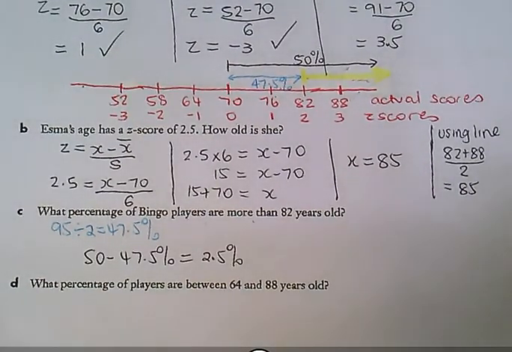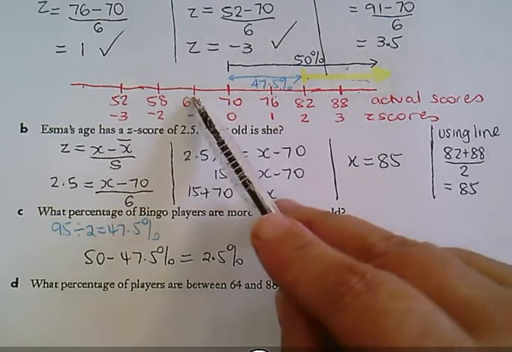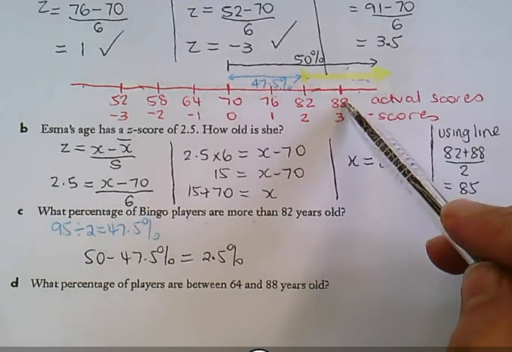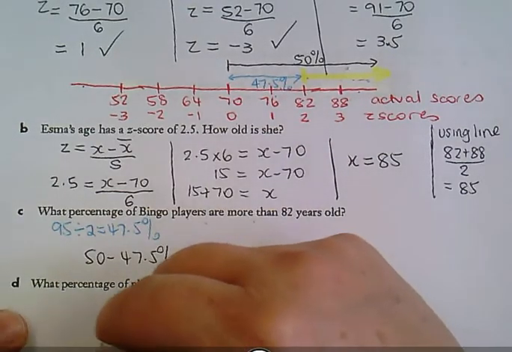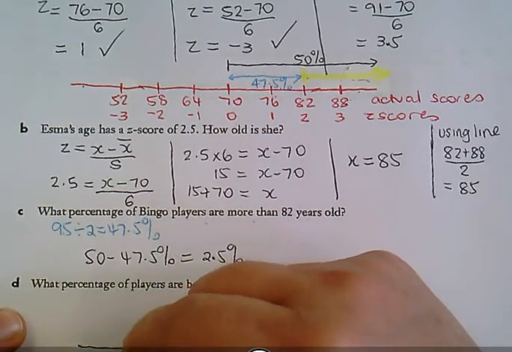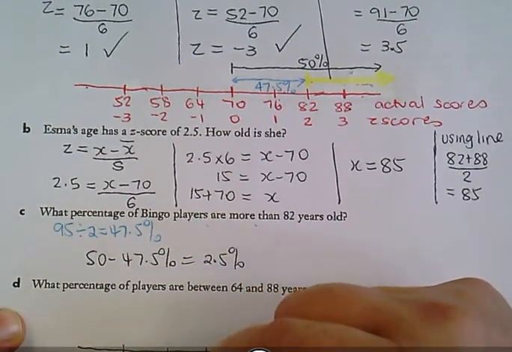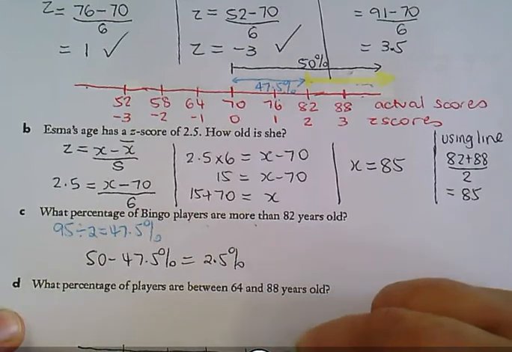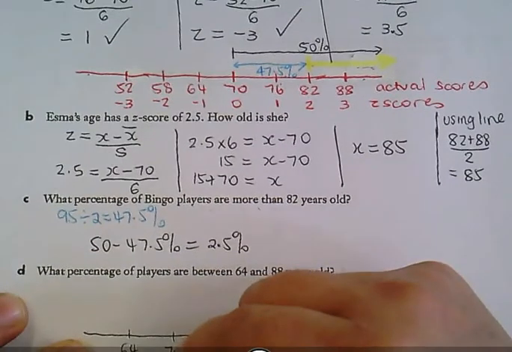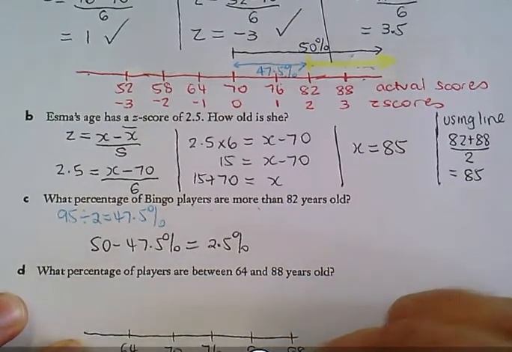And the last question is asking you what percentage of players are between 64 and 88. So I'm going to draw this again. 64 is down here at negative 1, and 88. Now that was 0, 1, 2, 3.